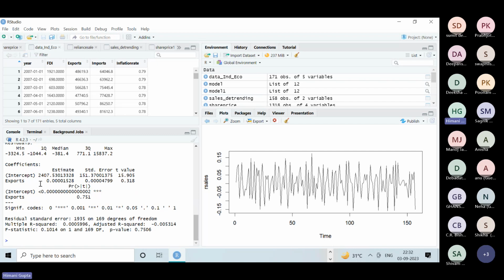Now you can see over here, the export coefficient is 0.0001528, and your t value and your p value. Either you can compare it with your t value or you can compare it with your p value. They both will give you the same result. If your p value is less than 0.05, it shows that export is playing a role. That means export is significant in explaining your FDI, or you can say FDI depends on export. But over here, the p value of export is more than 0.05. So I can say that export does not play any role in explaining FDI.